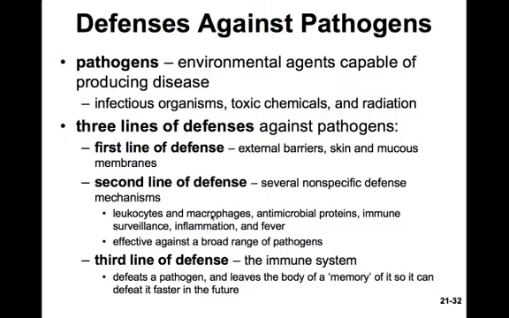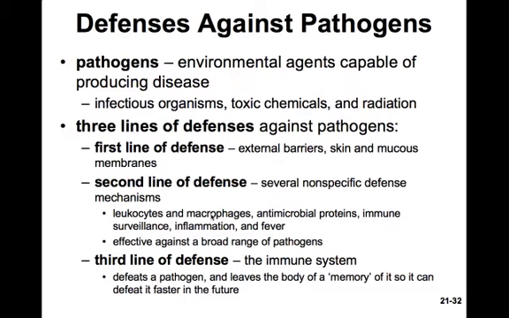There are 3 lines of defenses against these pathogens. The first line is our external barriers, the skin and the mucous membranes. They're impenetrable to most pathogens, thus their integrity is really important to defend us against them. Our second line of defense is the non-specific defense mechanisms. There are several different ones, and those are the content of this chapter. We'll look at how leukocytes, macrophages, antimicrobial proteins, immune surveillance, and inflammation and fever work.